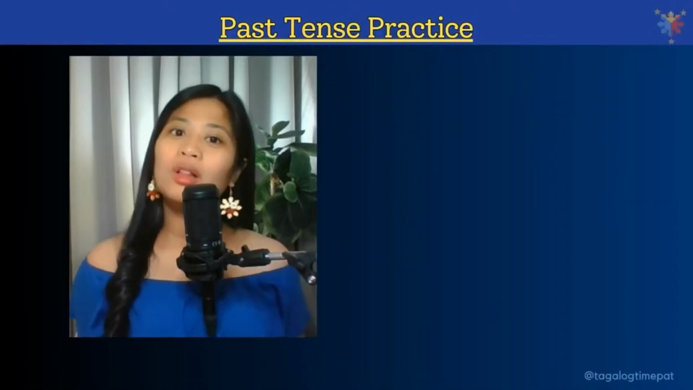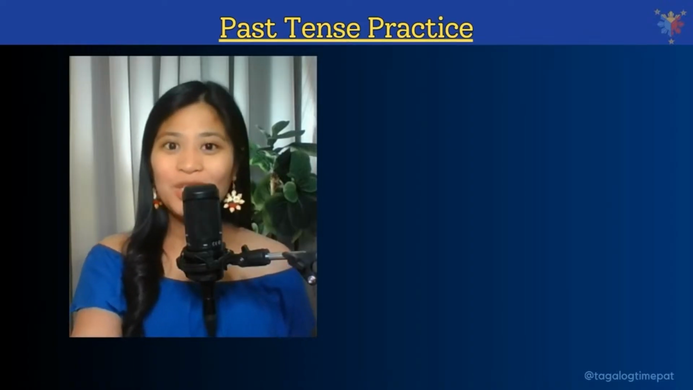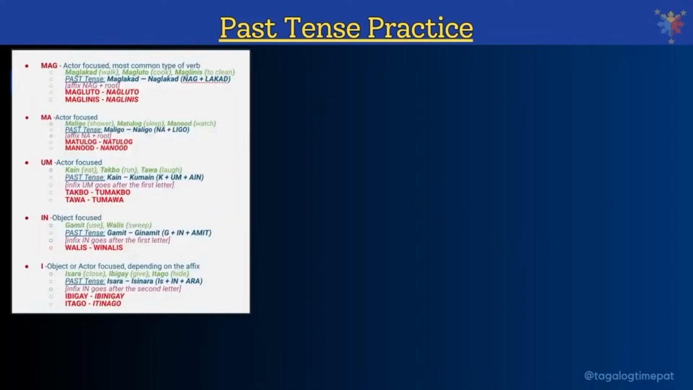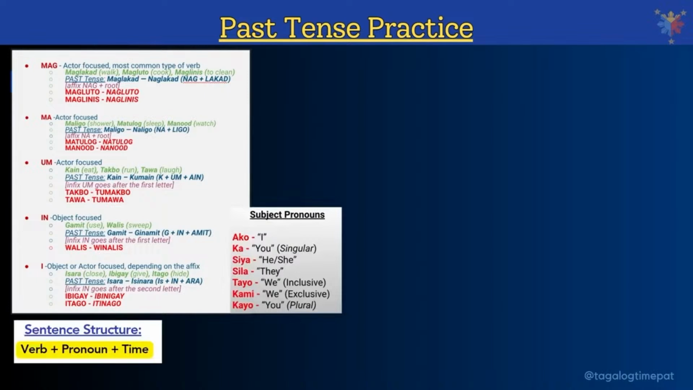So those are all of the past tense conjugation patterns for the different types of verbs in Tagalog. I will go ahead and turn off my screen so that we can do some practice questions. All right, so up here in the top left corner are the conjugation patterns that we just learned for all of the different types of verbs. Then here are some subject pronouns that we learned.